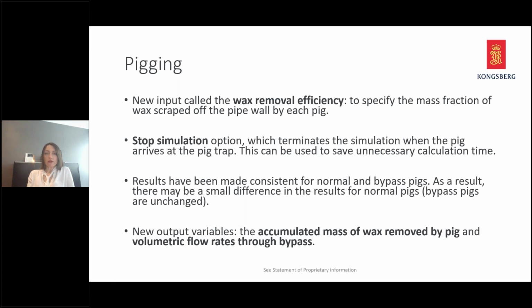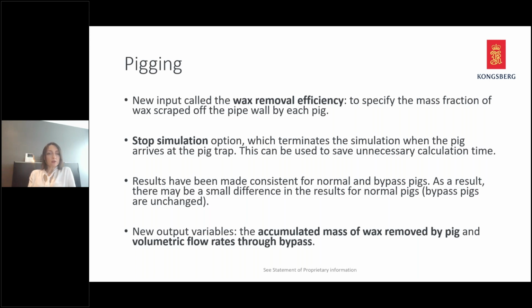In LedaFlow 2.10, we have expanded the possibilities for pigging modeling. We have, for instance, introduced a new input called the wax removal efficiency. This is for the user to specify the mass fraction of wax that is scraped off the pipe wall by each pig. This input is, of course, only available if you have activated the wax deposition model.